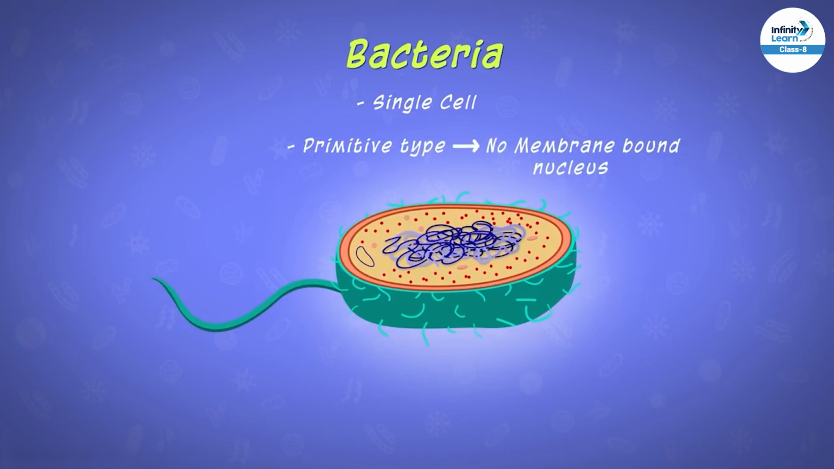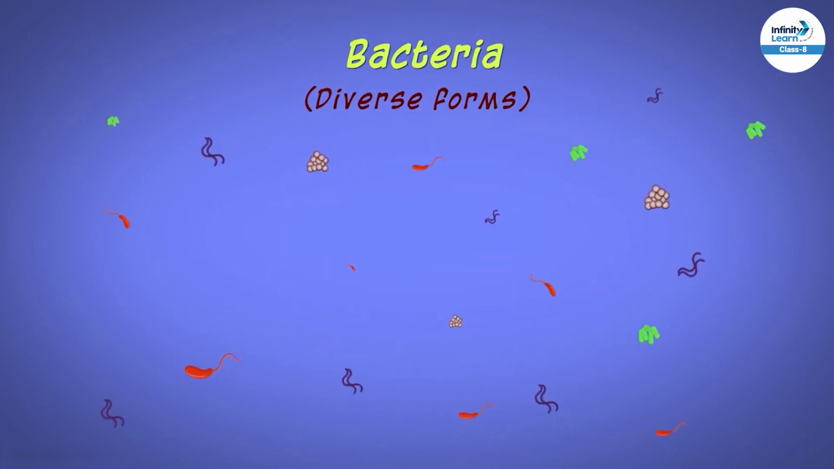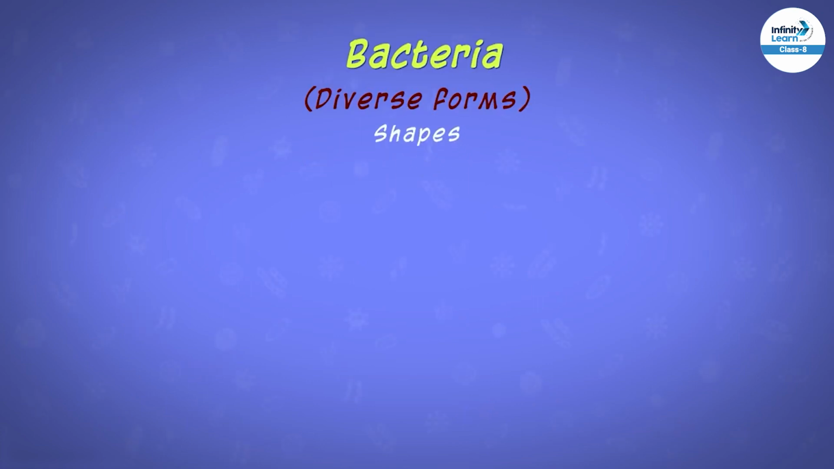Would studying them be simpler then? Not really. Bacteria, in spite of their unicellular and prokaryotic nature, come in diverse forms. They come in various shapes and sizes and are present almost everywhere around us. So how do we study so many types? It's simple. We classify them into categories. Based on the shapes, we classify them into 4 major groups.